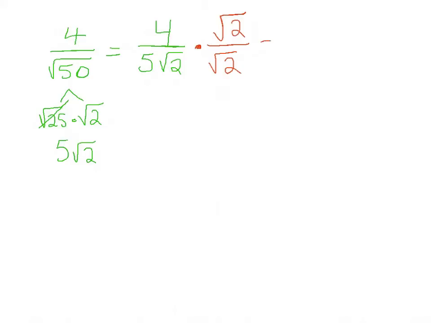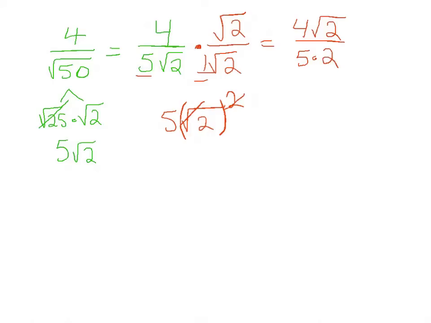Alright, so let's multiply the numerator. 4 times the square root of 2, again, keeping that 4 on the outside. So I have 4 square roots of 2. And now I multiply 5 square roots of 2 times 1 square root of 2. Right here, so 5 times 1 is 5. Square root of 2 times square root of 2, again, is square root of 2 squared. So those cancel each other out. And so we have left 5 times 2.